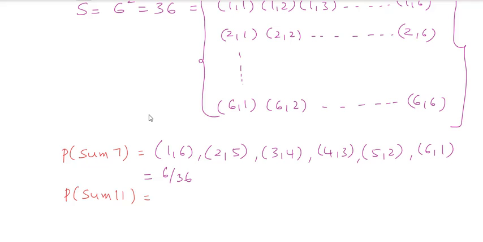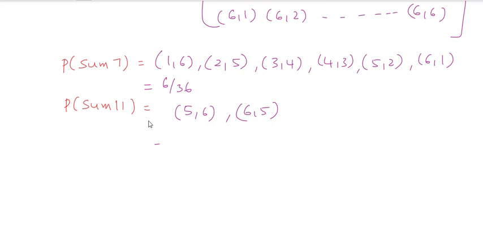Similarly, the probability of sum 11. Sum 11 means one is 5 comma 6 and the other is 6 comma 5. Am I correct or not? So this is 2 by 36. Here, take the probability of getting sum 7 as event A, and the probability of getting sum 11 you take as event B.